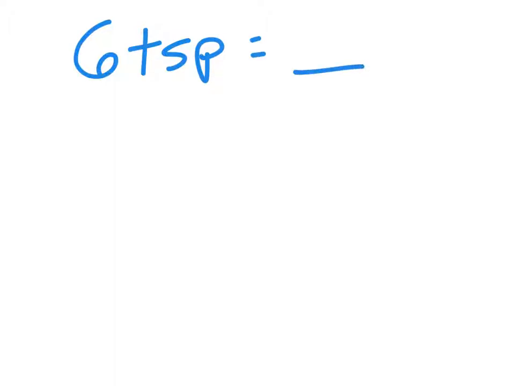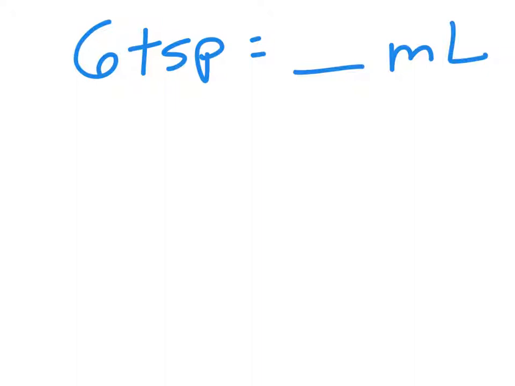Let's practice a few using your equivalent sheet. Let's say I have the question, 6 teaspoons is equal to blank amount of milliliters. Your abbreviations are on the bottom of that equivalent sheet, so if I use abbreviations that you're not sure about, just check the bottom of that sheet so you know what I'm talking about. 6 teaspoons equals blank amount of milliliters.